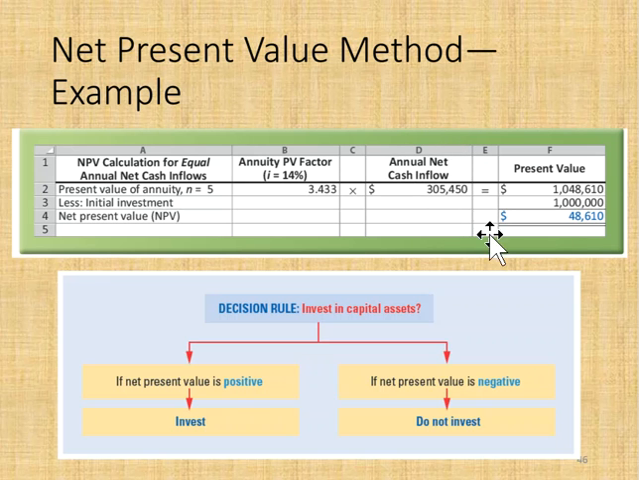Now, the NPV in this particular example happens to be positive. It's greater than 0. And a positive NPV means that the project earns more than the required rate of return. A negative NPV means that the project fails to earn the required rate of return. Or a 0 NPV would mean that the project equals the desired return.